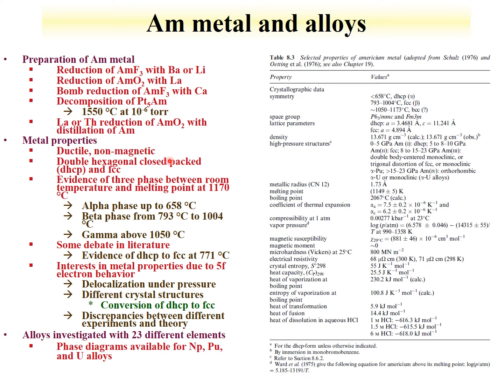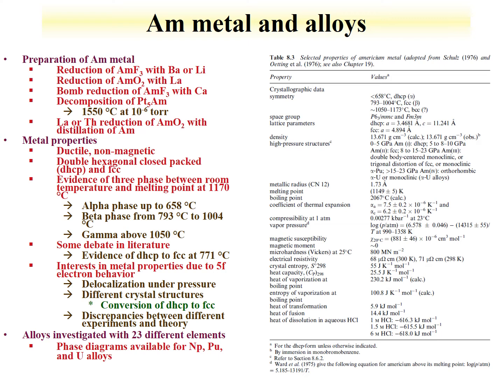The metallic properties are relatively non-magnetic and ductile, and there's a lot of interest in understanding the behavior of the metal properties due to the 5f electrons. These 5f electrons tend to delocalize under pressure, and this is also the reason why we get different structures, from the hexagonal close-packed to the face-centered cubic and then this body-centered cubic. There are also some discrepancies between experiments and theories related to the formation of these different phases within Americium.